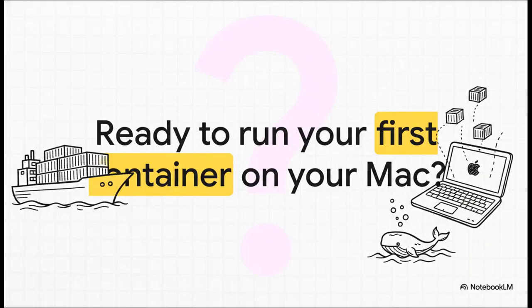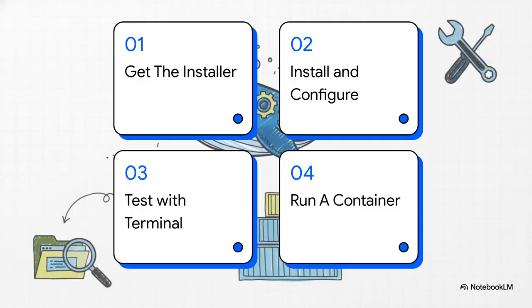So that's the whole mission for this explainer. We're going from a Mac with nothing on it to a running Docker container. And trust me, it's a lot easier than you might think. Ready to start? We're going to break this down into 4 really simple parts. First, we'll grab the installer. Then, we'll actually do the setup. After that, a quick check in the terminal to make sure it all worked. And finally, the fun part. We'll run our very first container.